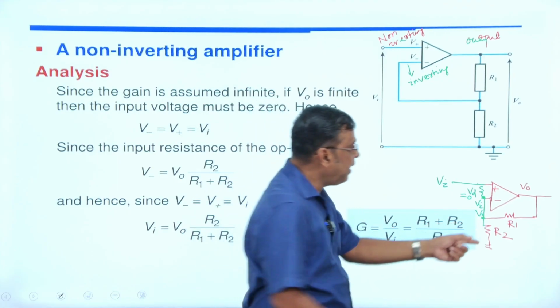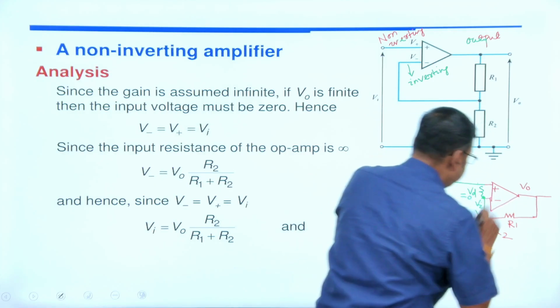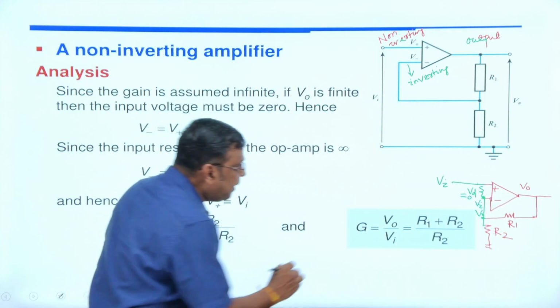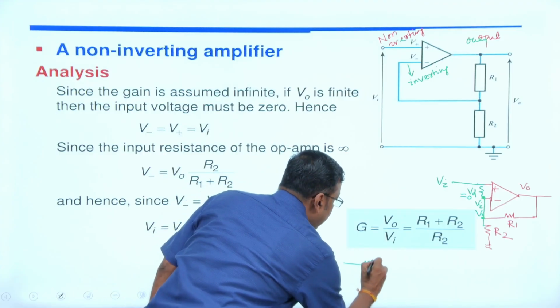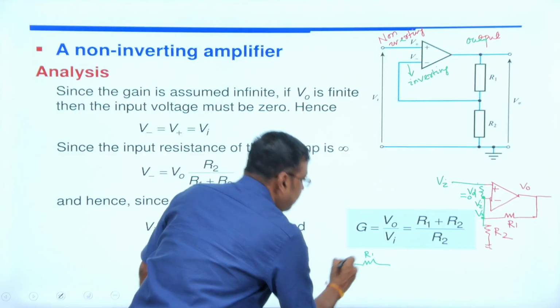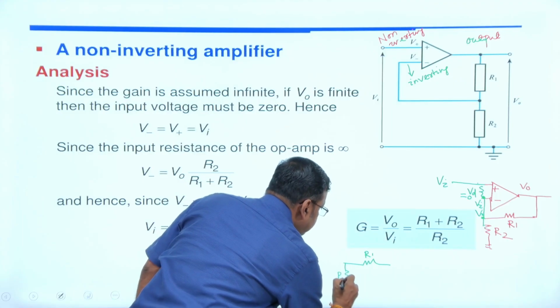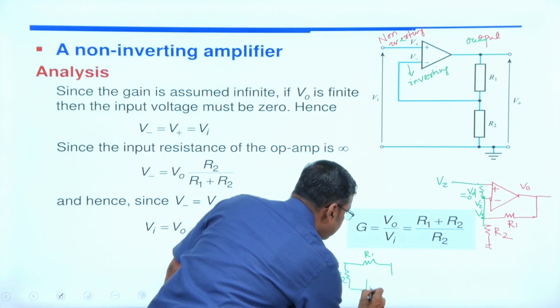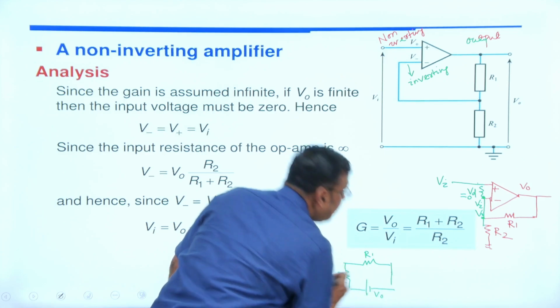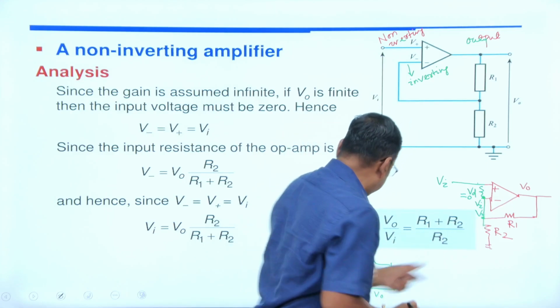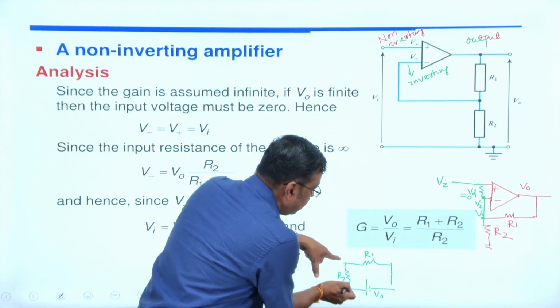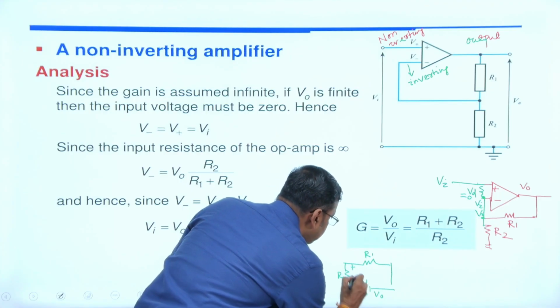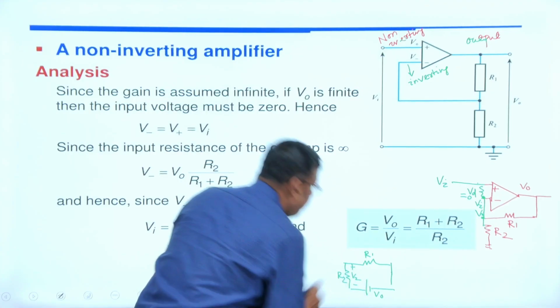So that's why this is your V0, this is your R1 and this is your R2. Simply, this is your R1 and this is your R2, and here there is one V0. Suppose this is your V0. We have to find out the voltage across R2. That is your V2.